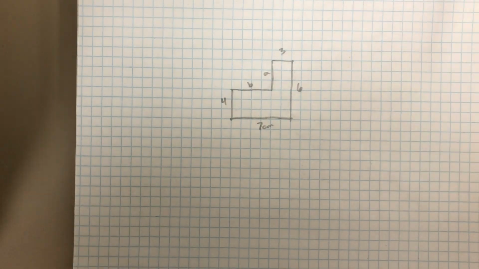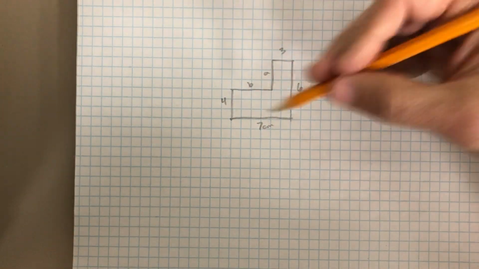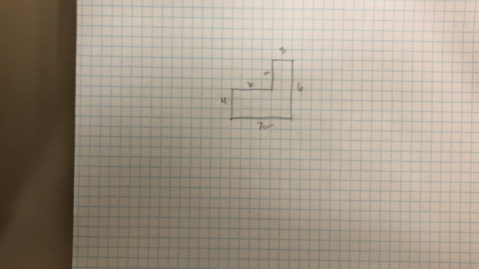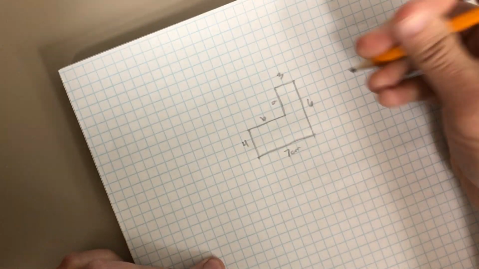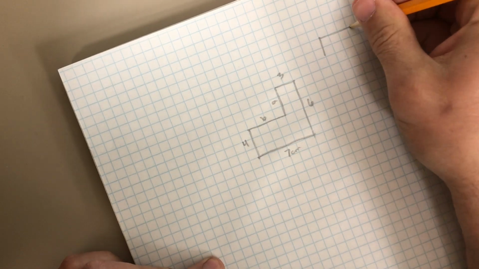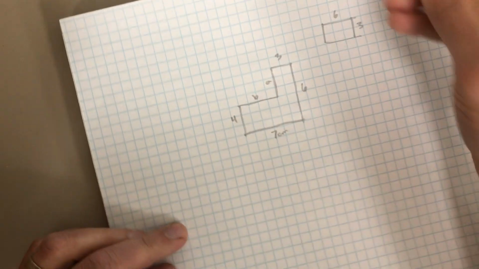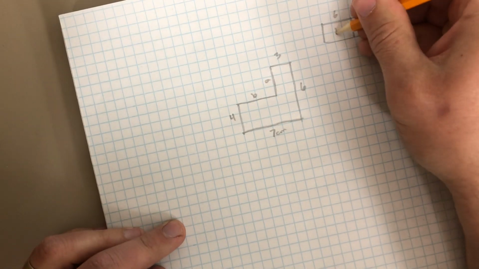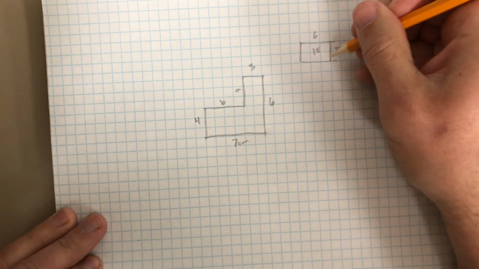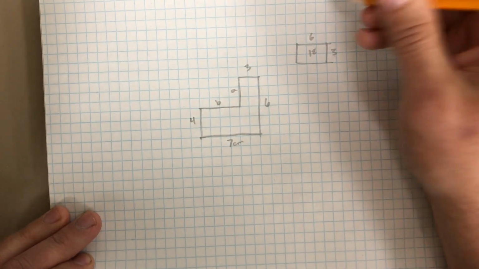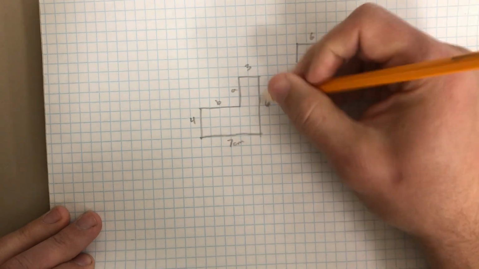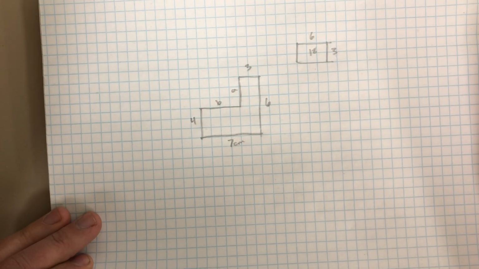All right. So if I'm finding the area of this complex shape, I know how to find the area of rectangles, right? If I just have a rectangle, and let's say this is 6 by 3. I know that I can multiply 6 times 3, and I get 18, right? Length times width, or base times height. However, I don't know if I have something like this.